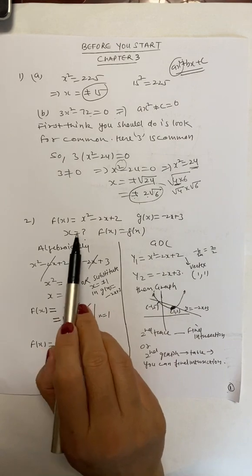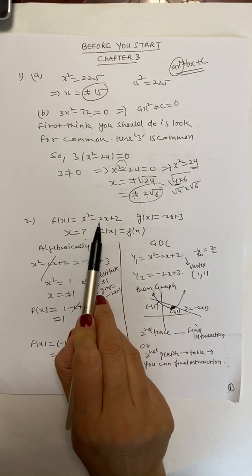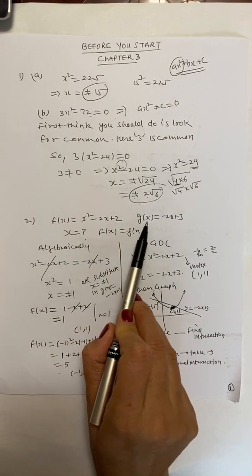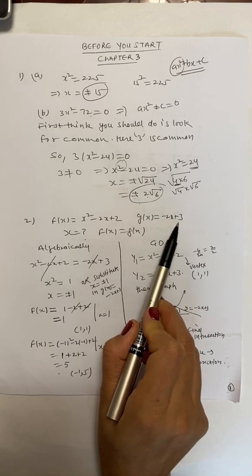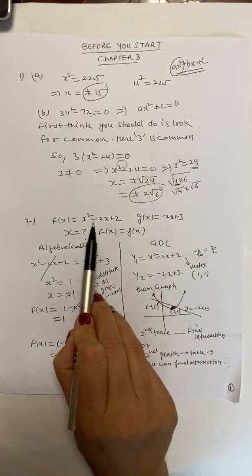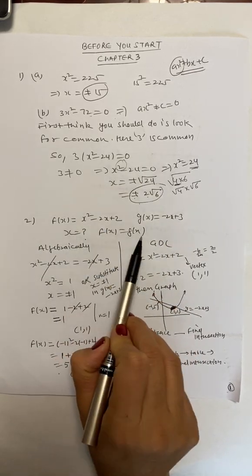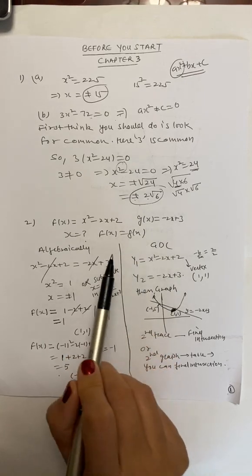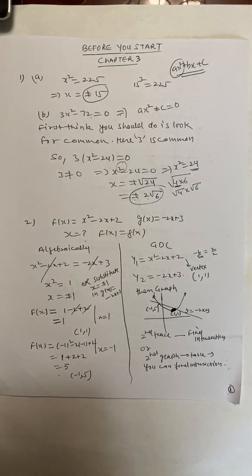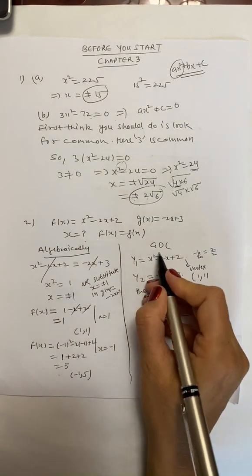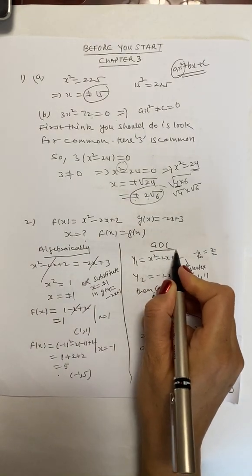The next one is when you have f of x, which is x squared minus 2x plus 2, and g of x is negative 2x plus 3. And you need to find the value of x when f of x is equal to g of x. So I did this question in two different ways. One is algebraically, and the second one is using GDC.